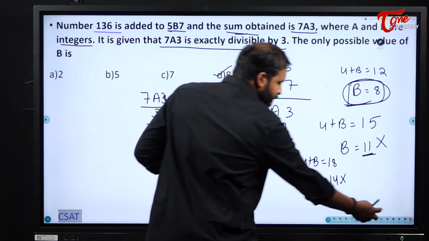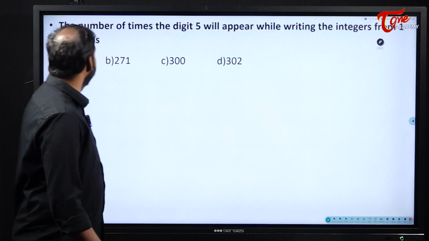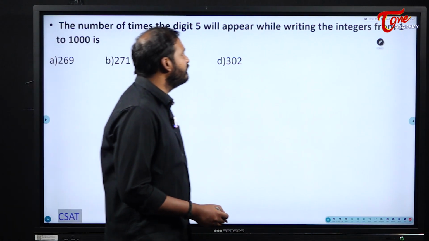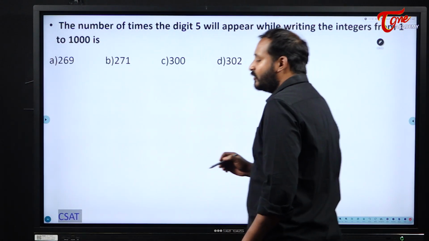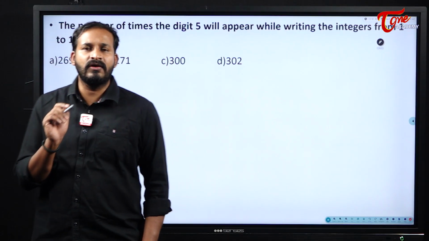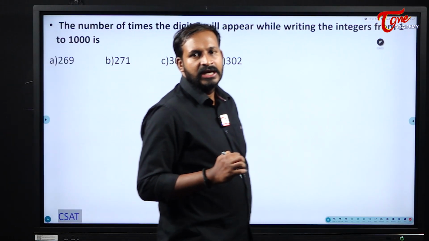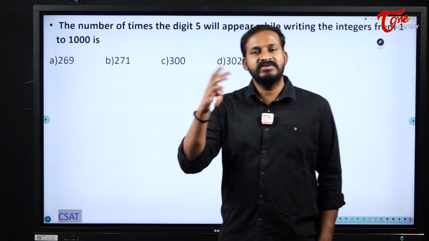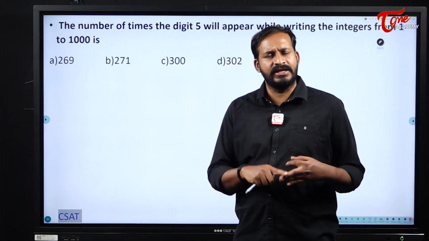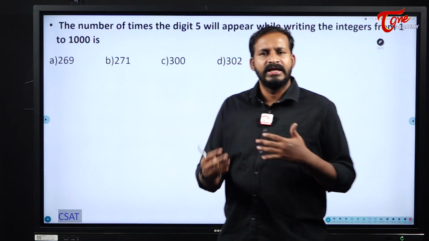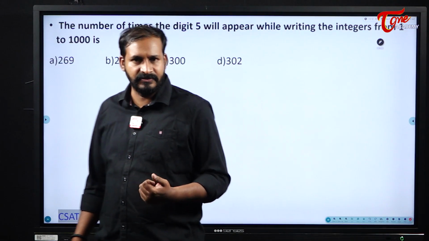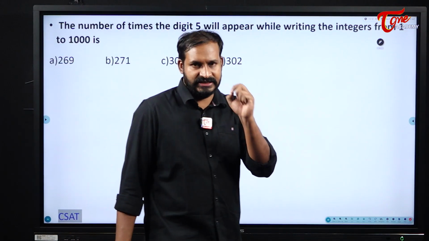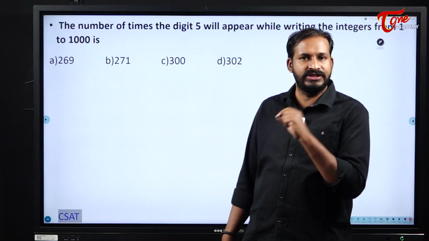Okay, next one. See here, the number of times the digit 5 will appear while writing the integers from 1 to 1000 is. See students, this is one of the most common questions. Counting of digits. How many times the digit can be 2, 5, 3, whatever it may be. Depending on his mood, they are asking different types of questions from this area. So counting of digits. How many times the digit 5 will be used here?